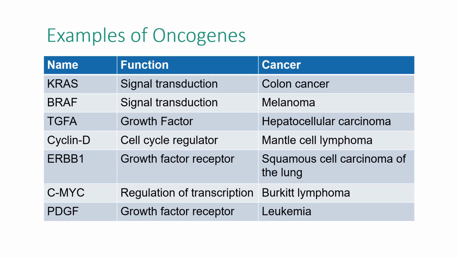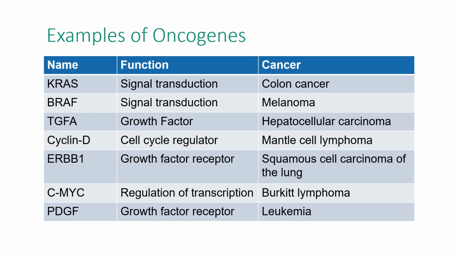Now, this table is not about memorization, it's about recognizing patterns. Most oncogenes fall into a few functional categories: signal transduction, growth factors or receptors, cell cycle regulation, or transcription control. So let's walk through a few. KRAS is a signal transduction protein. It's commonly mutated in colon cancer. When KRAS is on, it sends nonstop signals downstream.